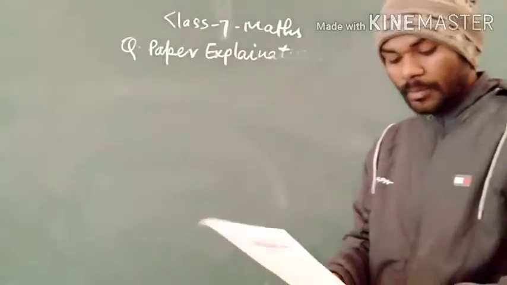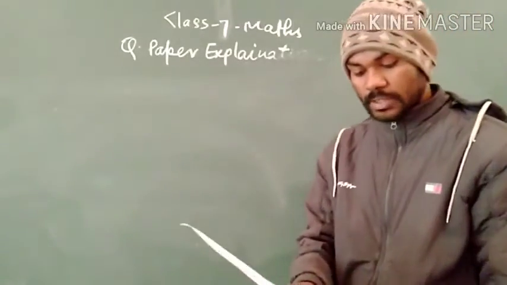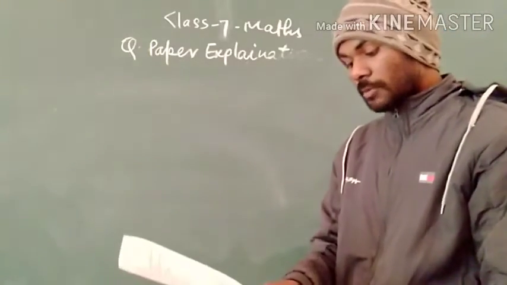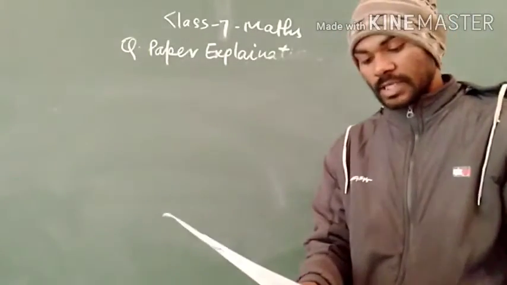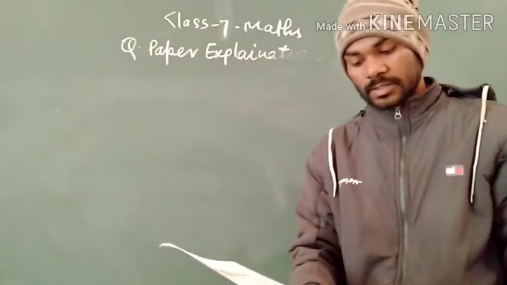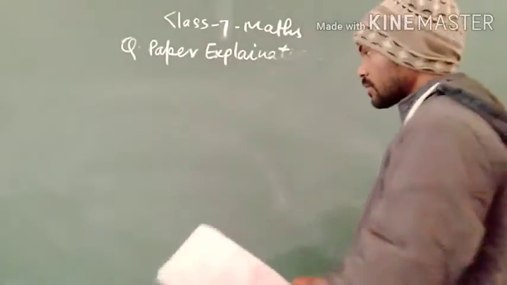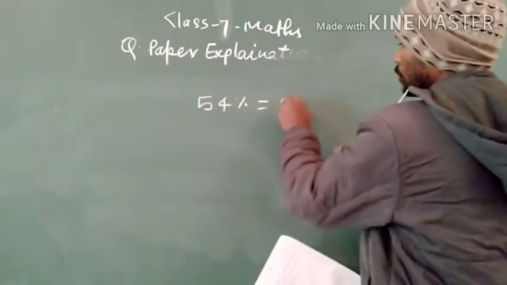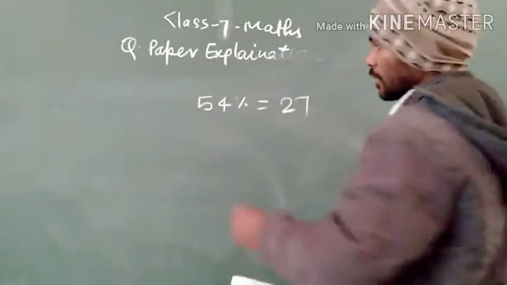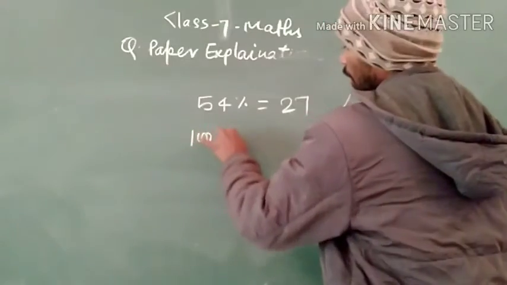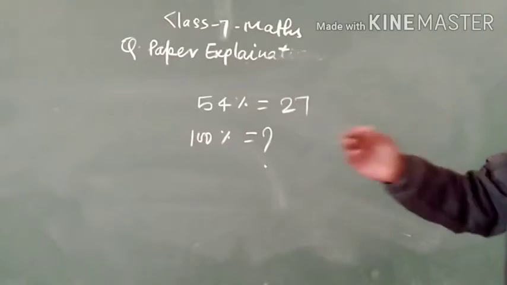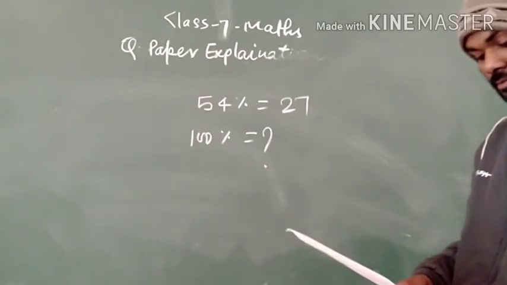The next is, in a party, 54% of guests were women. If the total number of women was 27, then find the total number of guests. Here 54% is equal to 27. Then what will be the result for 100%? You have to find the value of 100%.